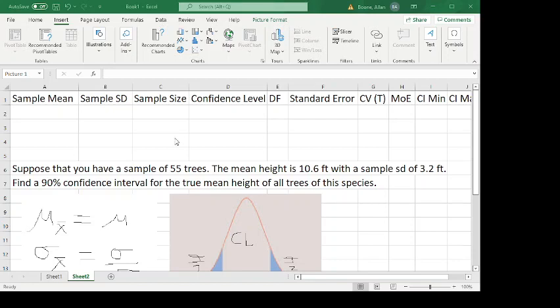All right, hello everyone. Just wanted to have a follow-up to my last video about confidence intervals for proportions. And this one is about confidence intervals for means.